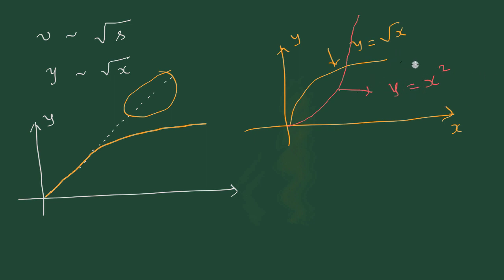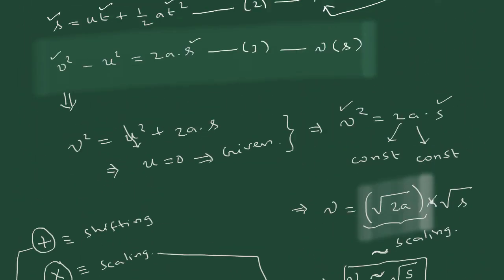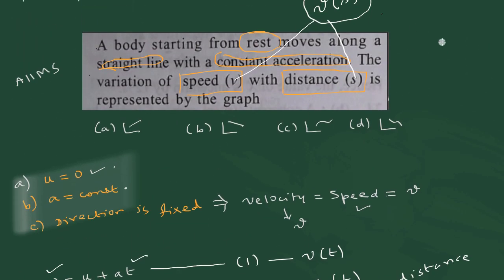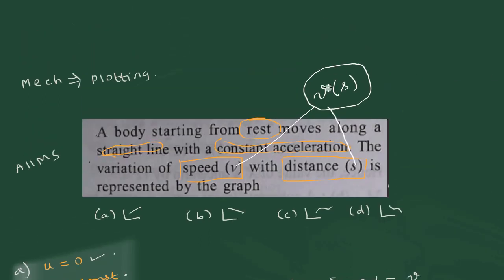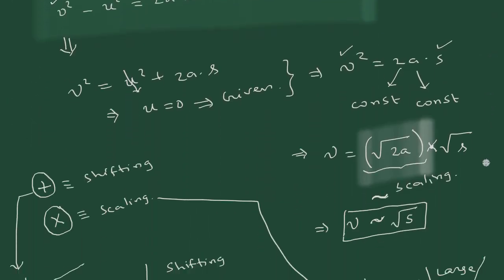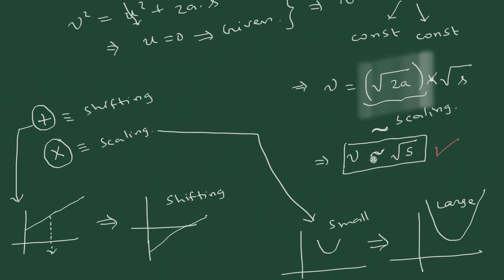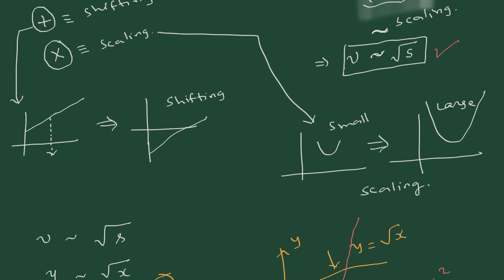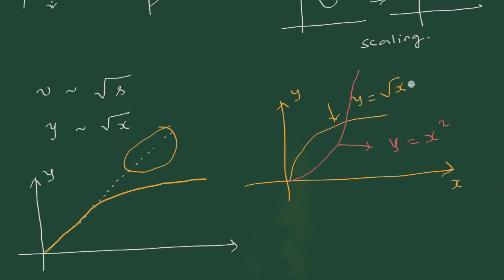So what is our answer? What kind of answer are you expecting for the given problem? So in this given problem, as you can see, we need velocity as a function of distance. When it is moving with a constant acceleration, our graph should be like this. That means v proportional to square root of s, and that is given by this yellow color graph. So our answer is yellow graph.